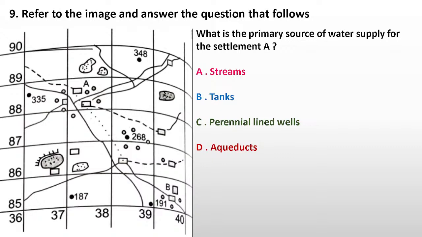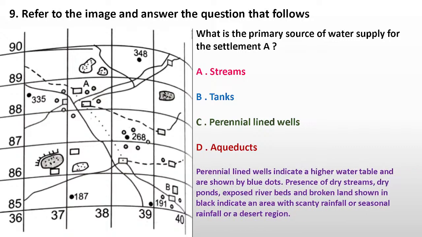I want you all to answer fast so that we can solve maximum papers as we can. And the correct answer for this question is C. Perennial lined wells. Perennial lined wells indicate a higher water table and are shown by blue dots. Presence of dry streams, dry ponds, exposed riverbeds, and broken land shown in the black indicate an area with scanty rainfall or seasonal rainfall or a desert region.